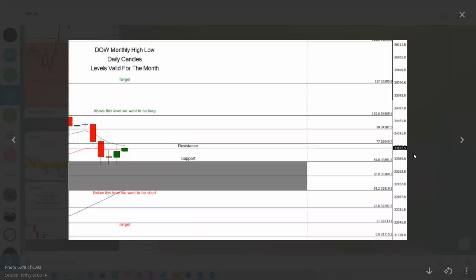On the Dow monthly high low, currently between levels of 61.8 and 77 as support and resistance. If you look at moving averages, 8 is above 21, above 50. That's indicating trend is up. So we want that push above the 100 to aim for the 127.